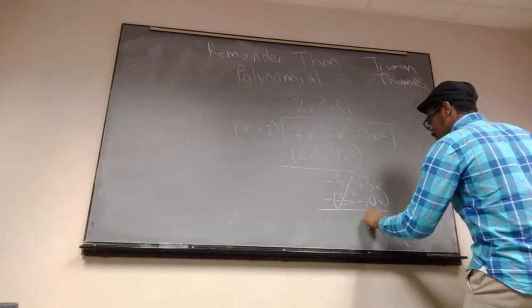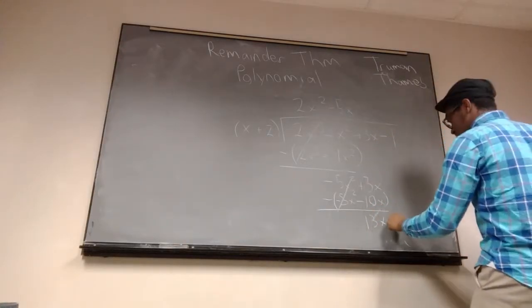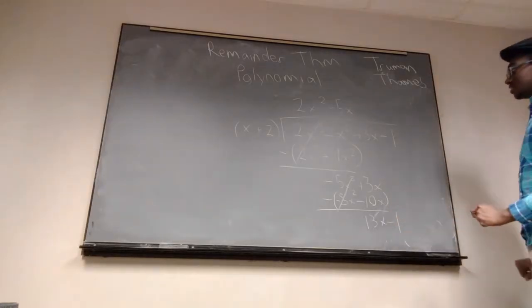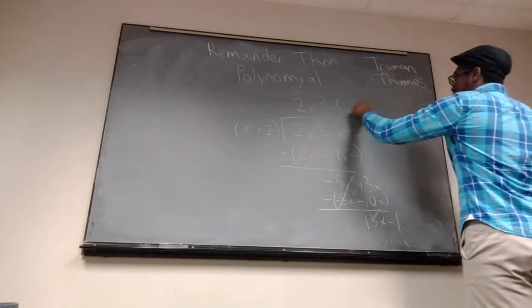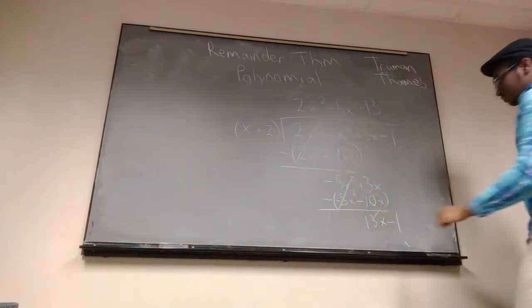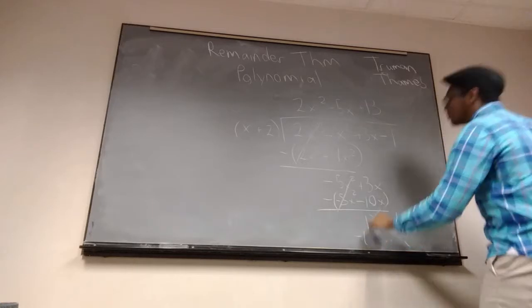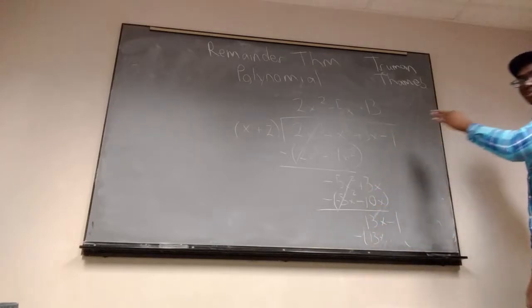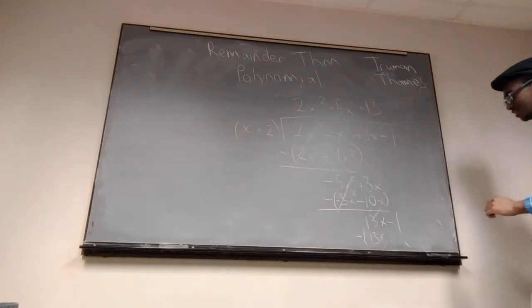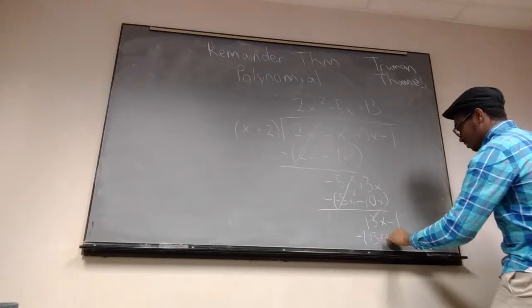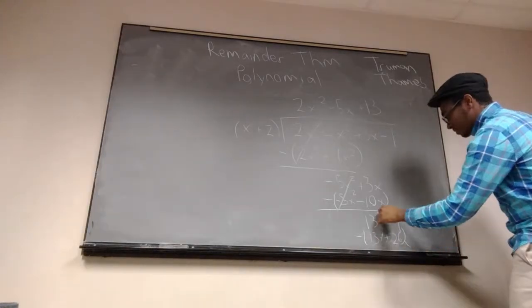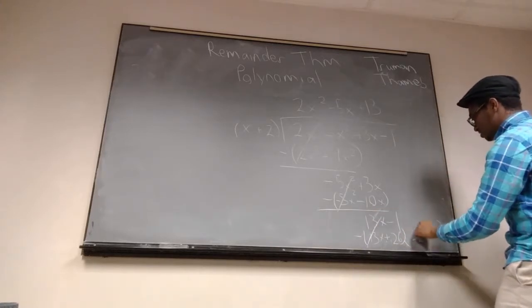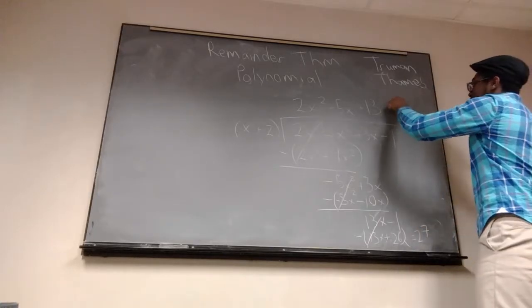13x, bring down the minus 1. And how many times does x go into 13x? 13 times. So, again, do a multiplication here. 13x, and then 13 times 2, 26. These cancel out. Minus 1, minus 26, 27. So our remainder is 27.